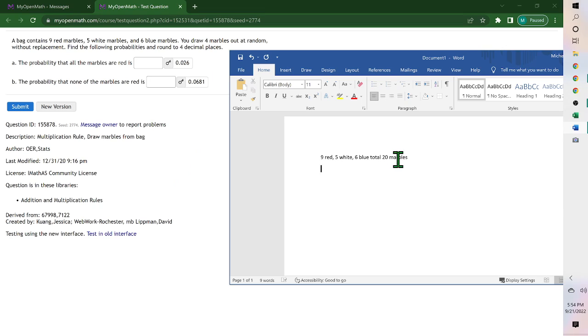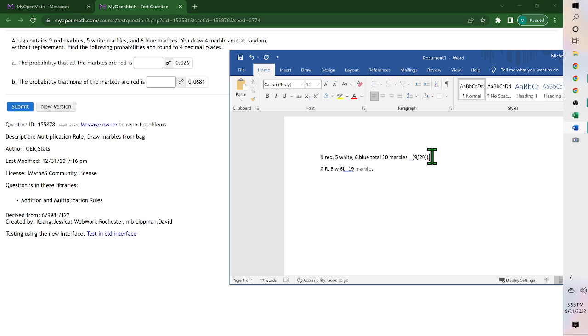So the probability that the first one is red, there's 9 red out of the 20, so it would be 9/20. Then we find the probability that the next one's red, but we didn't put it back. So now instead of 9 red, there's 8 red, 5 white, and 6 blue, for a total of 19 marbles.